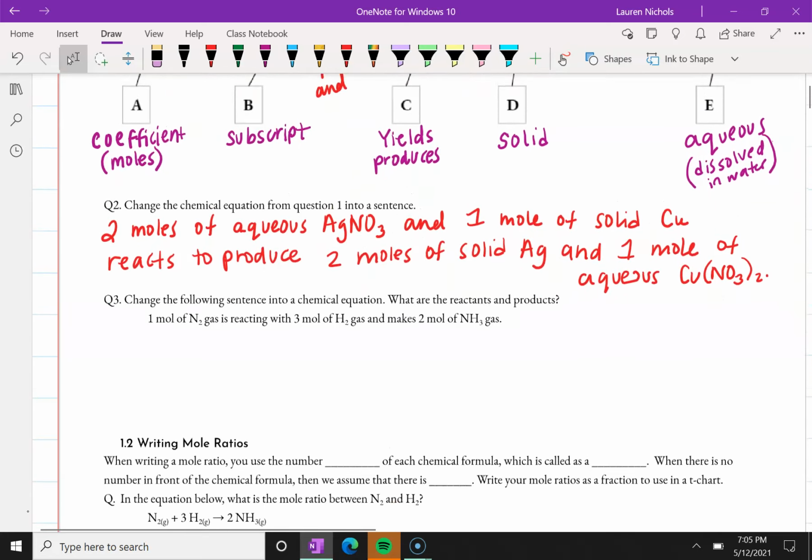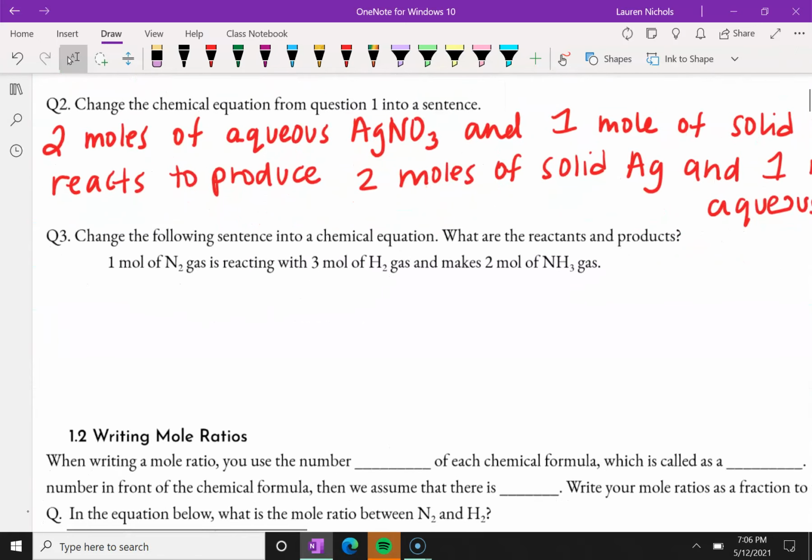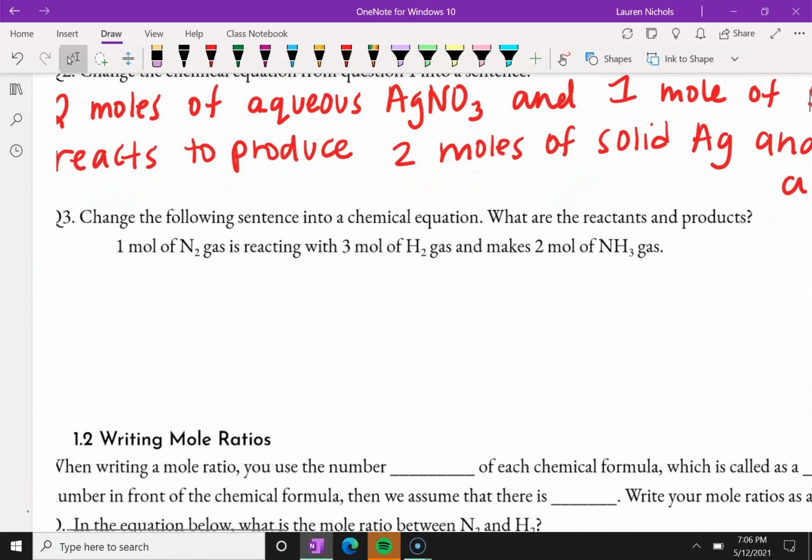So in question number 3, it asks us to do the opposite. So we put a chemical equation and wrote it as a sentence, and now we want to change the sentence that they've provided into a chemical equation. So we can do this. They say 1 mole of N2 gas. So N2 is our chemical, and it's a gas. So I put a G in parentheses.